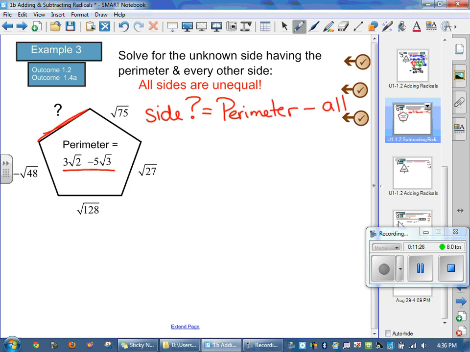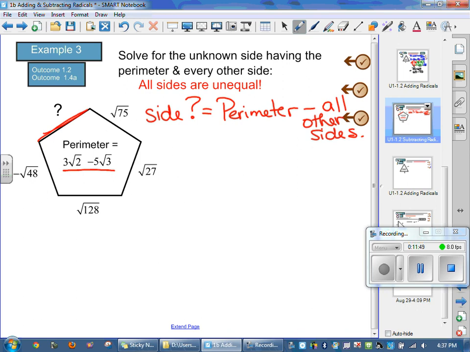Well, that means I need to be able to take all my other sides and add them together so I know what I have, so that I can subtract it from my perimeter. So right now they're all in entire radical form. You need to break them down into mixed radical form and simplest form. I will give you a couple moments to do that. Please press pause, and when you're ready, move on.